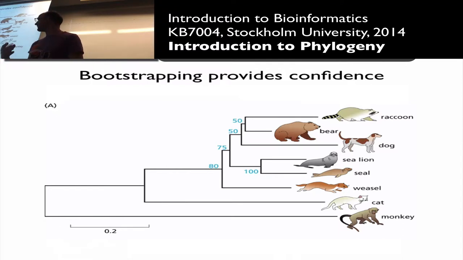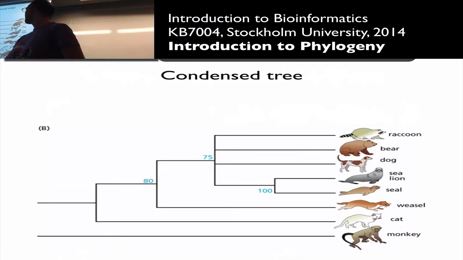So if you have these trees that are not very reliable, and you only take things that are over 90, or maybe over 75, you end up with a tree like this. So basically you say you can't separate these three, but you have a 75 and 80 separation here. So we put them as a three-way split here, because we can't separate them.